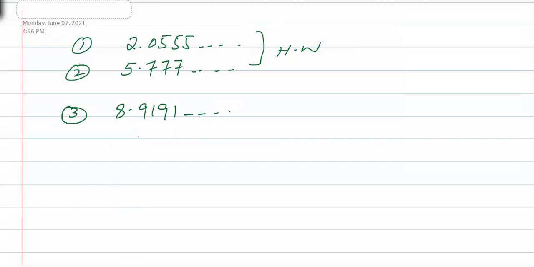Okay. What I have to do, I will say let x equal the given number, 8.9191 and so on. Now this time how many digits are repeating? 2 digits. If 1 digit repeats, you multiply both sides by 10. If 2 digits repeat, we multiply by 100. So right now we will multiply both sides by 100. If 3 digits repeat, then it should be by 1000. If 4 digits repeat, you should multiply both sides by 10,000.